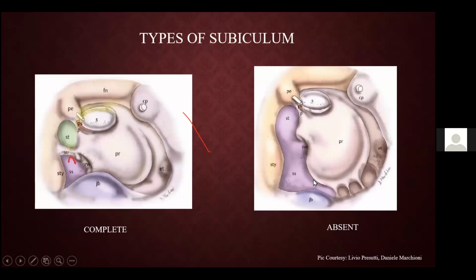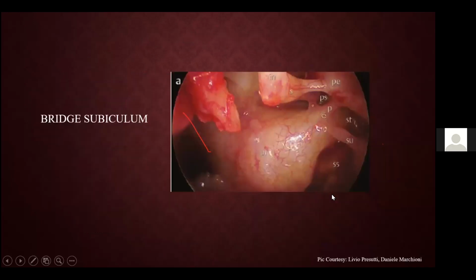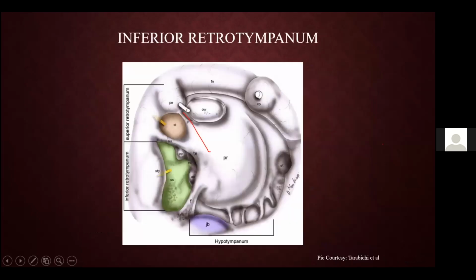So if the disease is found in the sinus tympani, we also have to look in the sinus subtympanicus. And many times a bridge of bone is present, so there is a communication beneath it. That also requires clearance depending upon the situation. So that was all about the superior retrotympanum. Let's discuss the inferior retrotympanum.